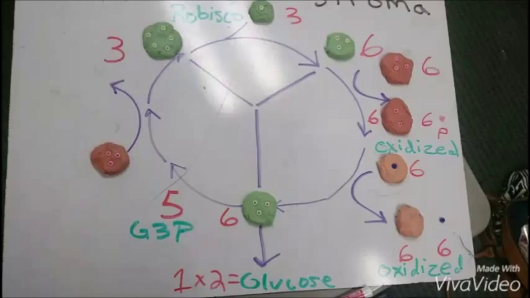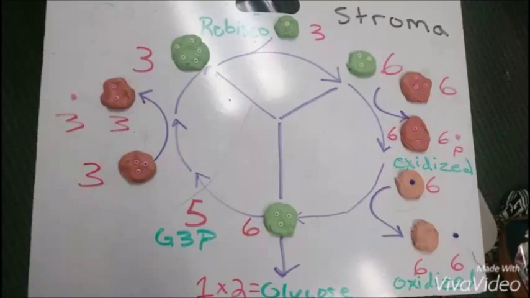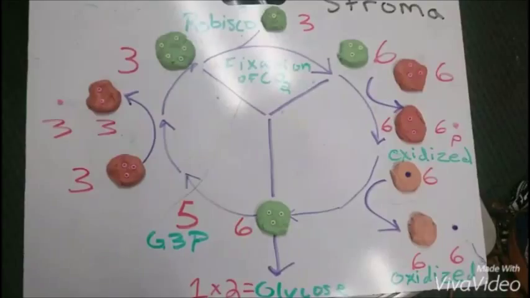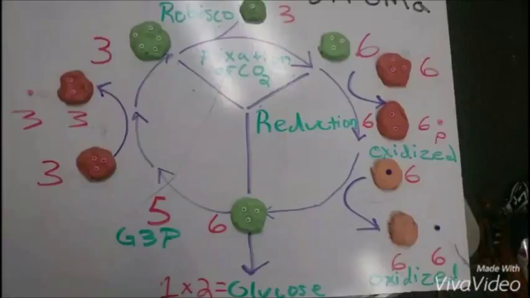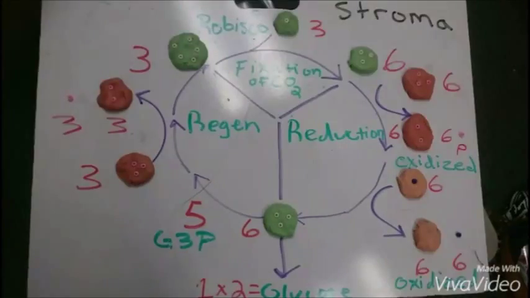And then we have the 5 remaining triose phosphate going into the regeneration cycle, where ATP gets split into ADP and a spare phosphate. We have the fixation, the reduction, and then the regeneration of the Calvin cycle. This all takes place in the stroma as well.